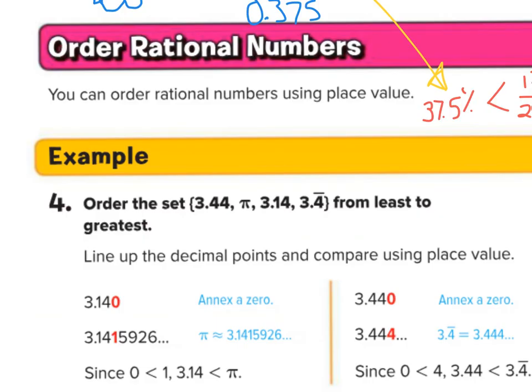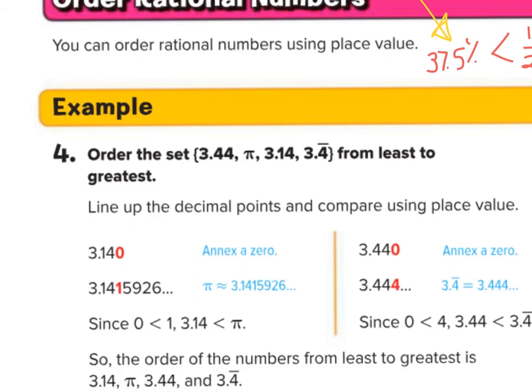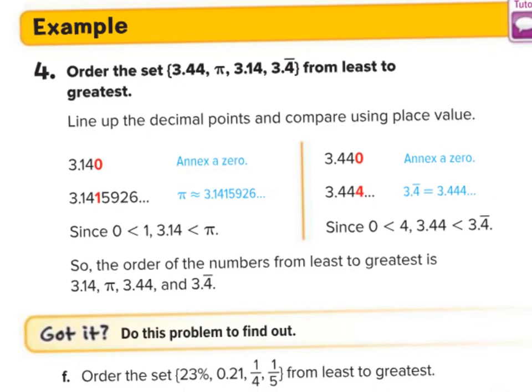For our second key point, we're going to look at ordering rational numbers. So you can order or put in order from least to greatest, or from greatest to least, however you're ordering it. You can order rational numbers using place value. So your units or ones, your tenths, hundredths, thousandths, and so on. So let's look at that example. For example 4. Okay?